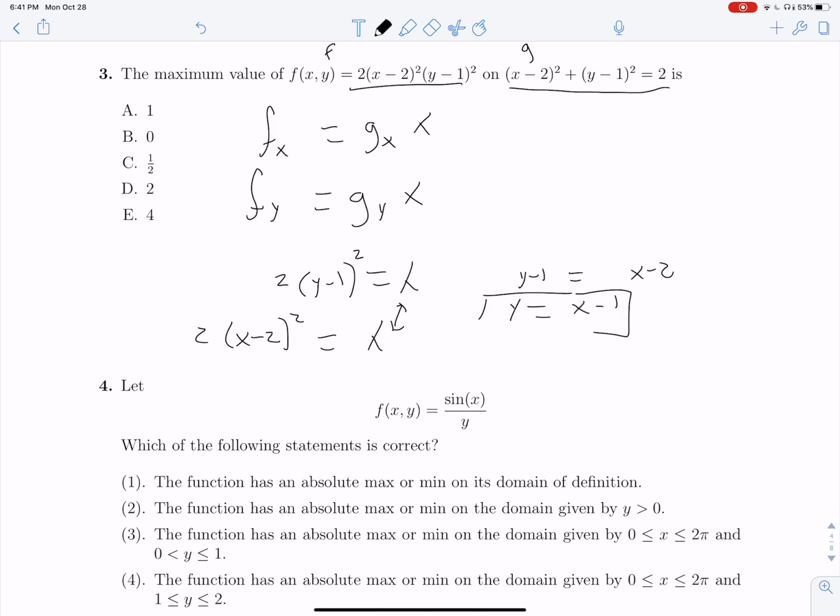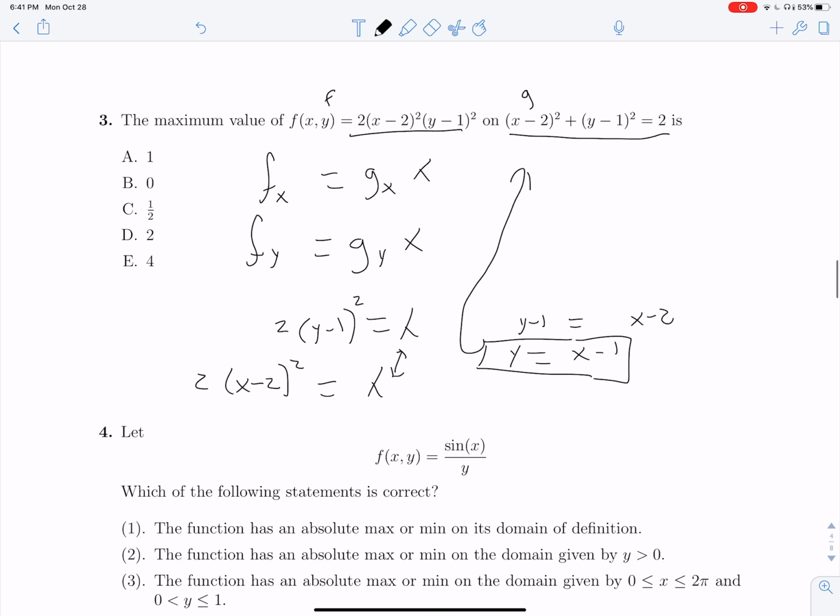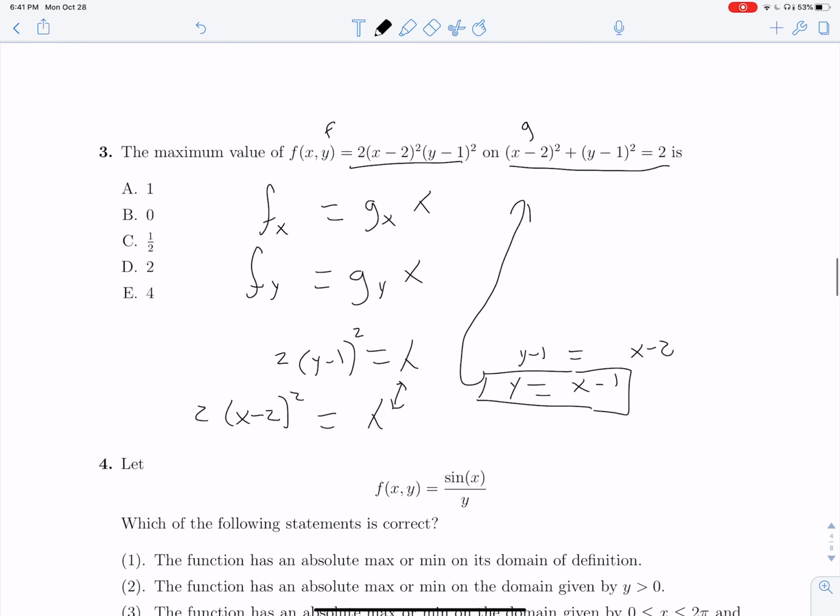So now that we have this explicit kind of relation in here, we can go up into our constraint, like we always do, and replace every single y we find with an x minus 1. So we're going to get x minus 2 squared plus x minus 2 squared equals 2. And then, this is the same thing as 2x minus 2 squared. And we can actually divide everything by 2. And we can take the square root of everything. And I know it's plus or minus 1, but for these questions, it's fine. And we're going to add 2. So x is equal to 3.